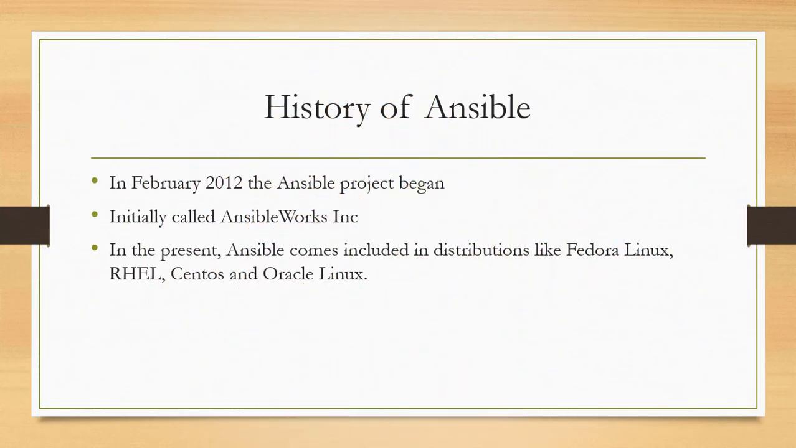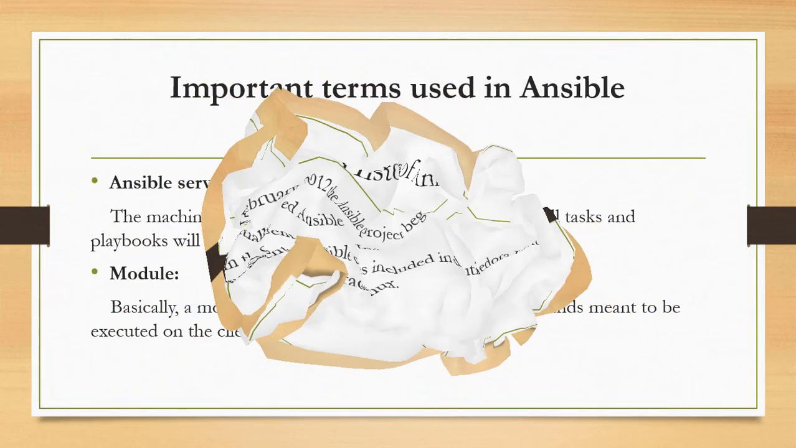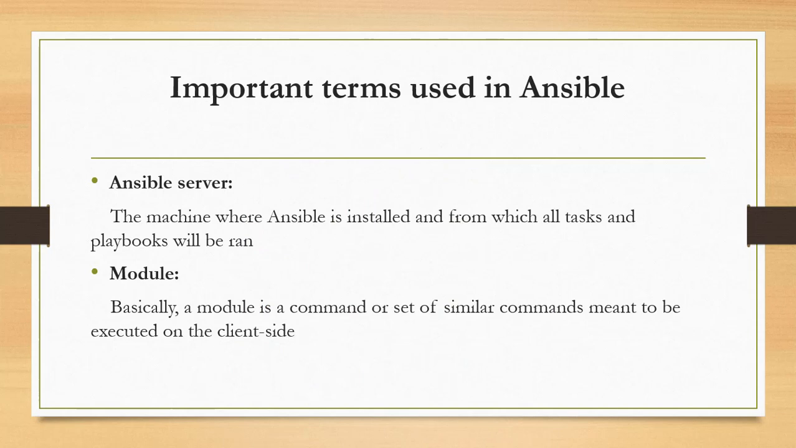So first of all, the history of Ansible. In February 2012, the Ansible project began, initially called Ansible Works Inc. In the present, Ansible comes included in distributions like Fedora, RHEL, CentOS and Oracle Linux.